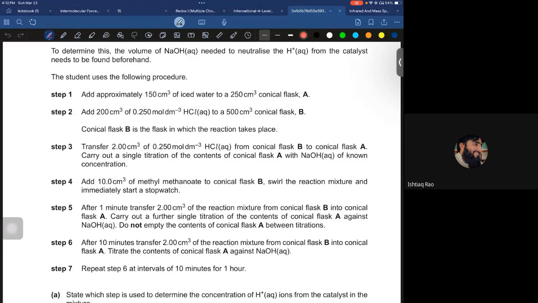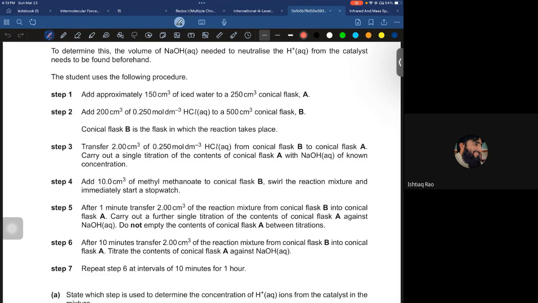In B you have HCl. If you remember when we were doing esters, I told you that esters can be hydrolyzed. Like we can do acidic hydrolysis and also basic hydrolysis as well. So they are doing acidic hydrolysis of an ester.